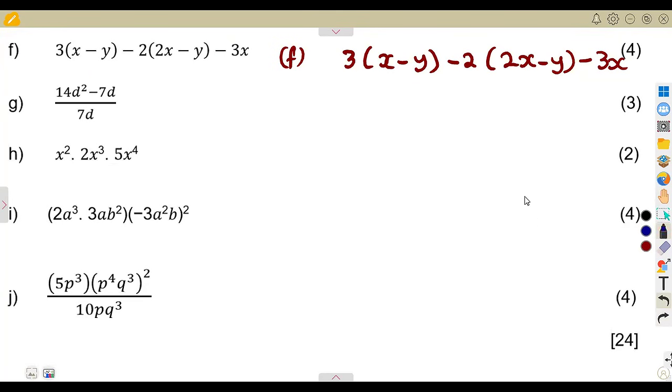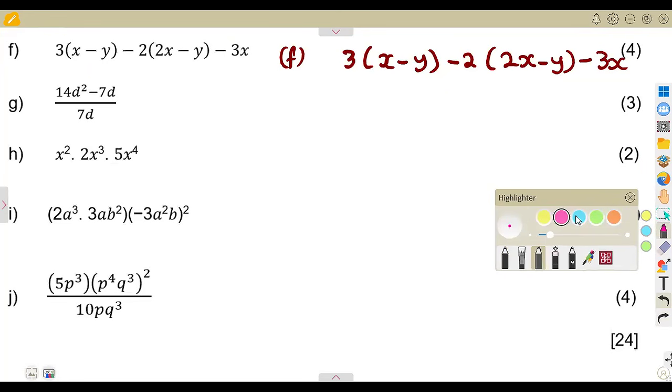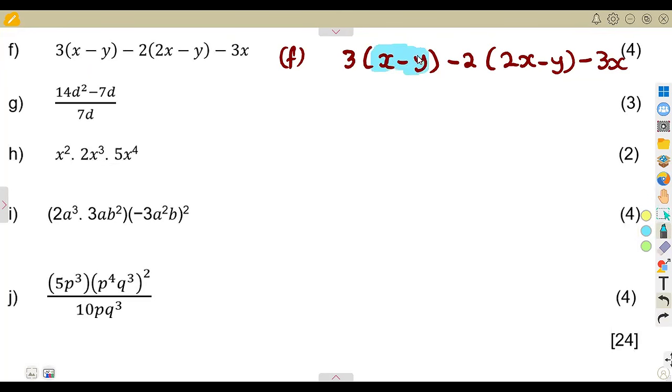So remember your distribution when it comes to a bracket. Whenever you see a bracket like what we have here, there is a bracket x minus y. It's a bracket, this one. There is a bracket 2x minus y. So you have to distribute by what is outside the bracket. You multiply by what is outside. What is outside this bracket is 3. So 3 must multiply everything in this bracket. The same thing with this minus 2, the number with the sign, it multiplies everything in this bracket. That is to distribute that.